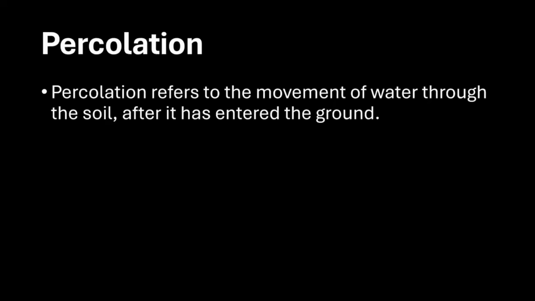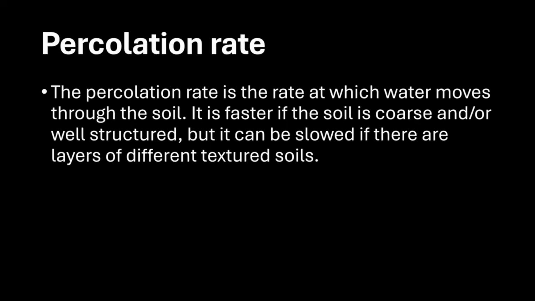Percolation. Percolation refers to the movement of water through the soil after it's entered the ground. Percolation rate. The percolation rate is the rate at which water moves through the soil. It's faster if the soil is coarse or well structured because the pores are larger, but it can also be slowed down if there's different layers of soil that have different textures.